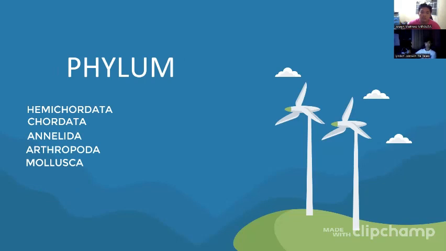Phylum is a principal taxonomic category that counts above class and below kingdom. First is Hemichordata. The main characteristic of Hemichordata is the presence of a stomochord. They're bilaterally symmetrical, triploblastic, and have a true coelom. They have gills for respiration and proboscis glands for excretion.